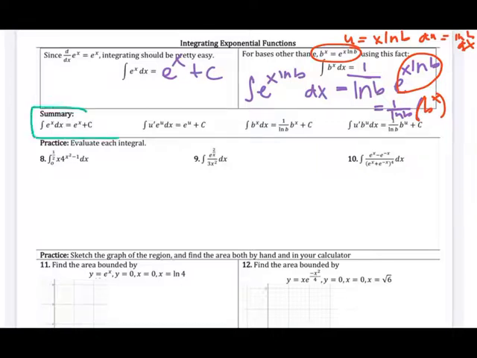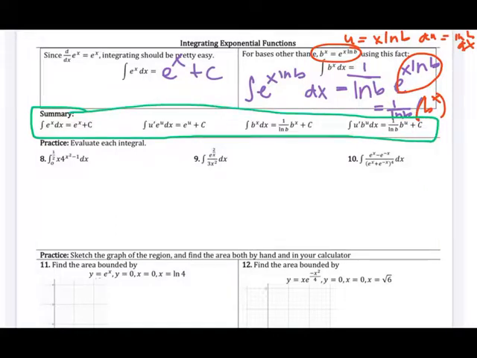So here in this summary box, we have the integration rules that we need for exponential functions. The integral of e to the x is e to the x plus c. If the exponent is a function, then you're going to use the chain rule. That's what that second one with u is saying. Or you're going to use u substitution to undo the chain rule. And then the third one, if you're using some other base, that's going to be 1 over the natural log of that base times b to the power of x plus a constant.